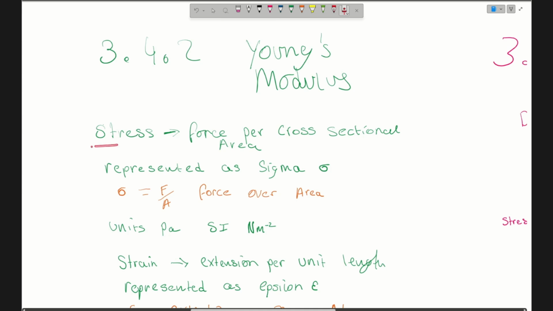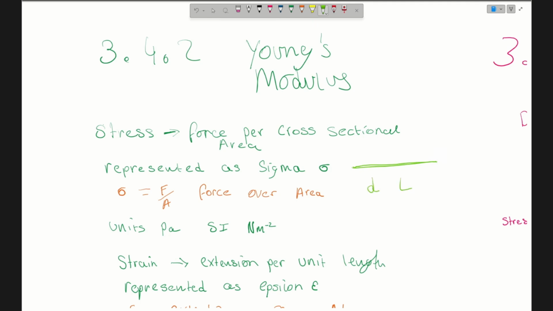So the first thing we need to know is stress. Stress is the force per cross-sectional area. This is key, by the way, the cross-sectional part. So let's say you had a wire like this. You would need to take the cross-sectional area, so if you had a diameter, you'd need a length as well.